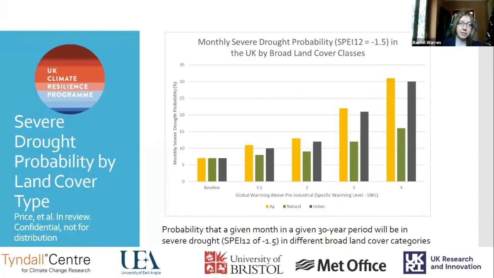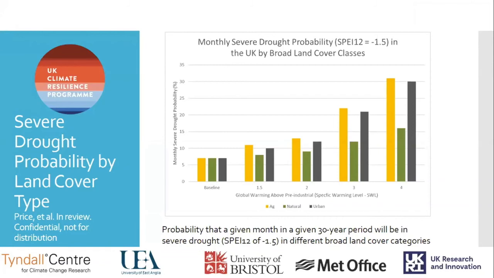Thanks, Alan. So I'm going to be showing 3 distinct pieces of work so that you don't get confused going from one to the other. The first is looking at severe drought probability. These are the same underlying metrics that were used for the population projections earlier. But in this case, it was analyzed in terms of broad land cover classes within the UK. And this then feeds into some of the components of the natural capital risk work.